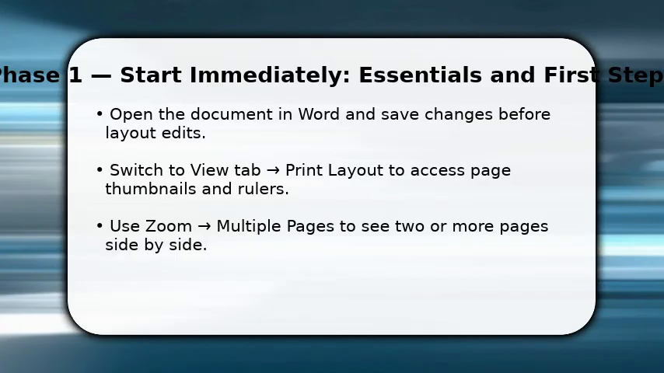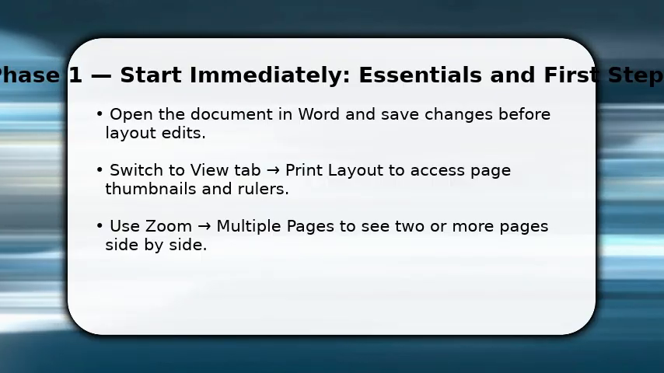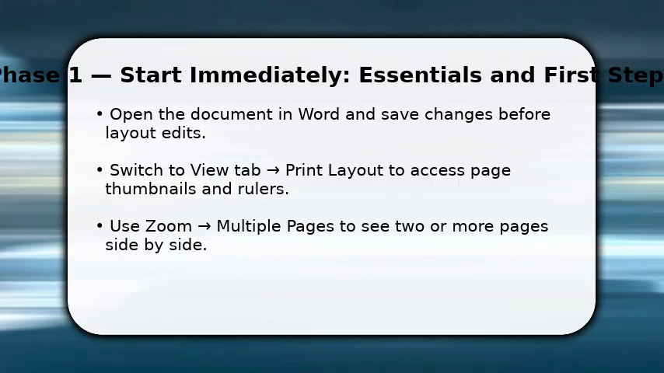If your screen is small, adjust zoom percentage manually. 100% to 75% often fits 2 pages. You're doing this to compare layout and flow, not just text. So keep rulers visible and margins set while you preview side by side.